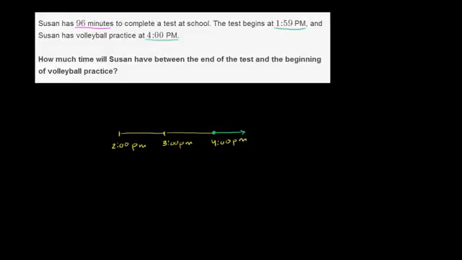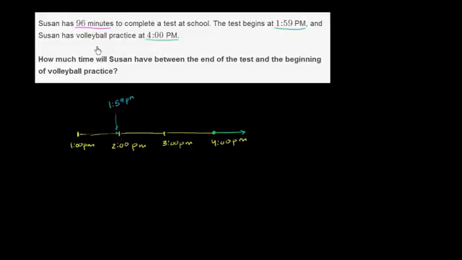And then the test begins at 1:59. So let me continue the number line. So this right over here is 1 o'clock p.m. So the test is going to begin at 1:59, so 1 minute before 2 p.m. We know that there are 60 minutes in an hour. So 1:59 is 1 minute before 2 p.m. So I'm not drawing it completely to scale, but this right over there is 1:59 p.m. So we use 1 minute to get to 2 p.m.